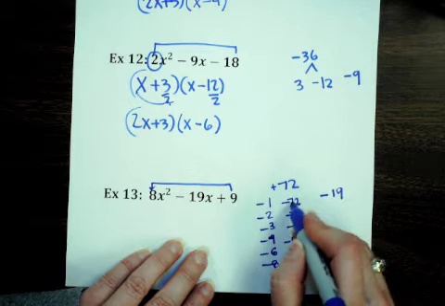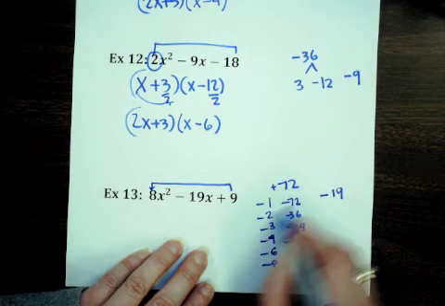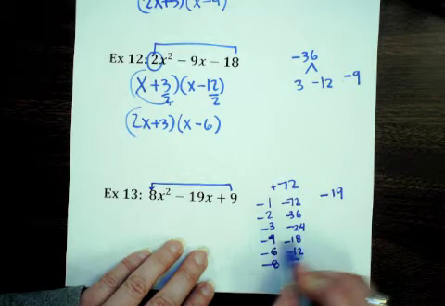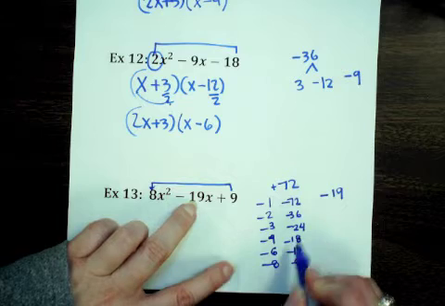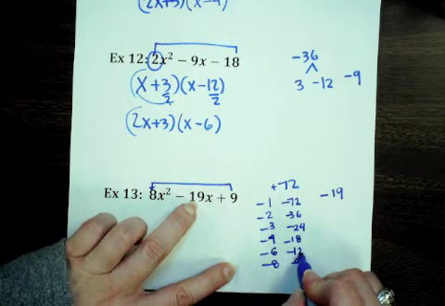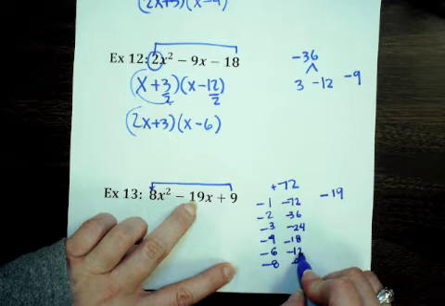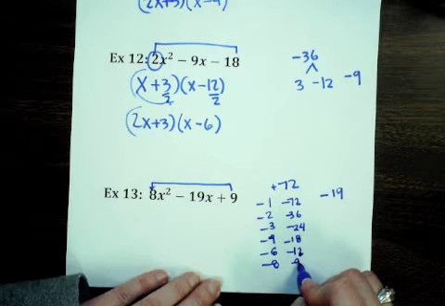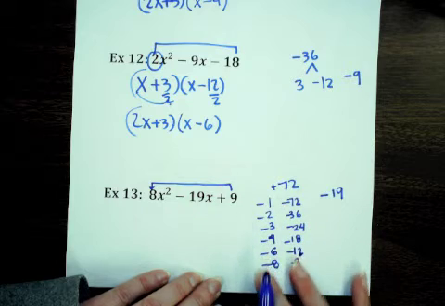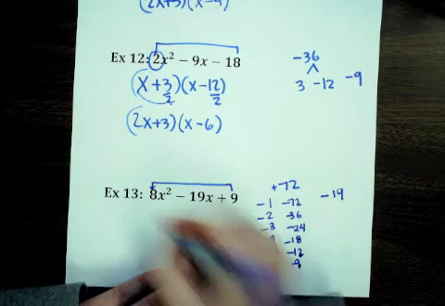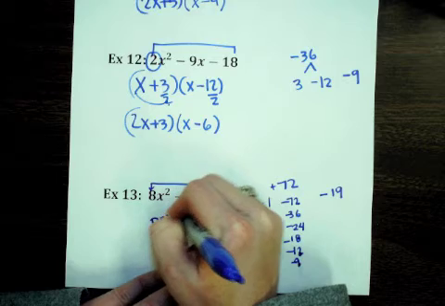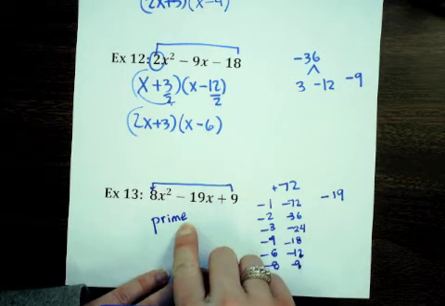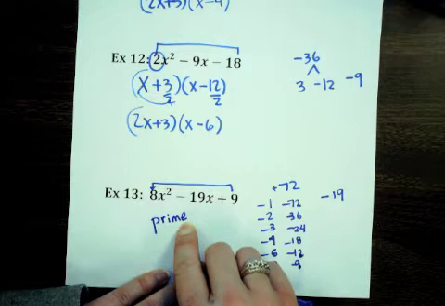And if I go through and do the sum, I know it's not that, I know it's not that, I know it's not that. 18 plus 4 is not 19. 6 and 12 is negative 18, so that's not 19. And 8 and 9 doesn't make 19. So since none of these integers work, we write prime. When you can't find integer factors, then the trinomial is prime.